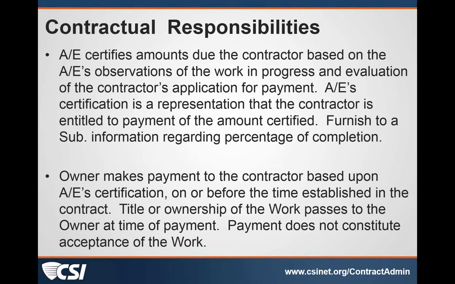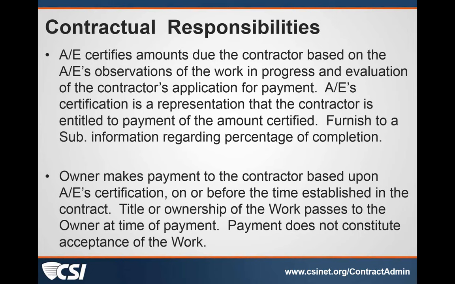So the architect certifies the amount due to the contractor, and that's based on the architect's or engineer's observations of the work in the field, as well as his evaluation of the information that the contractor has presented in his payment application. The AE certification is a representation to the owner that the contractor is entitled to payment for the amounts that he has certified. So the owner is relying on the architect's recommendations or certifications in that pay app for making payment. And when the owner's relying on that, then the architect is bearing some liability for that certification that he's making.